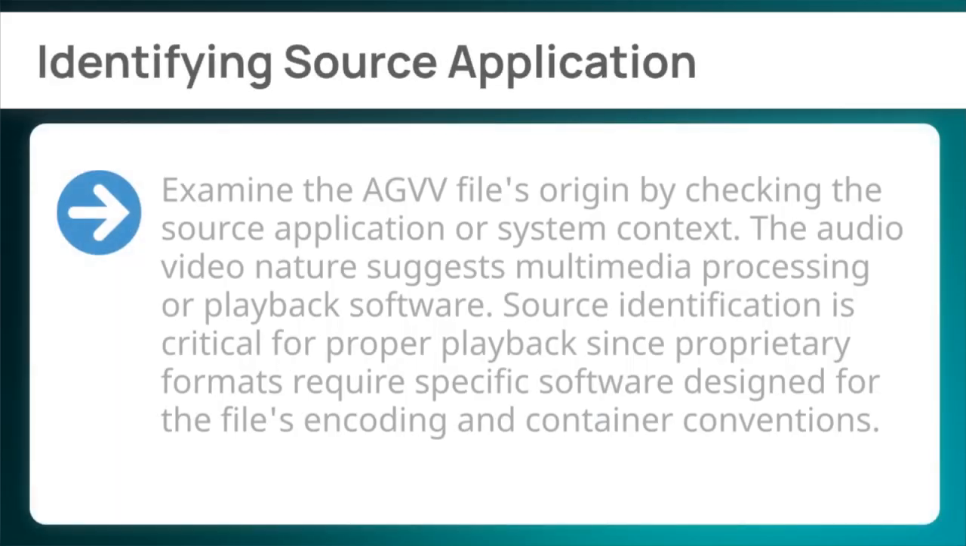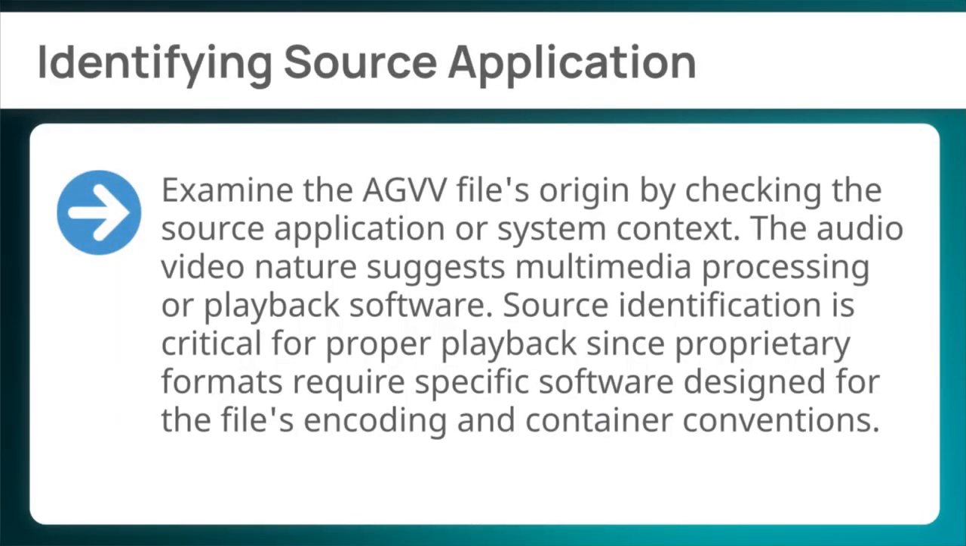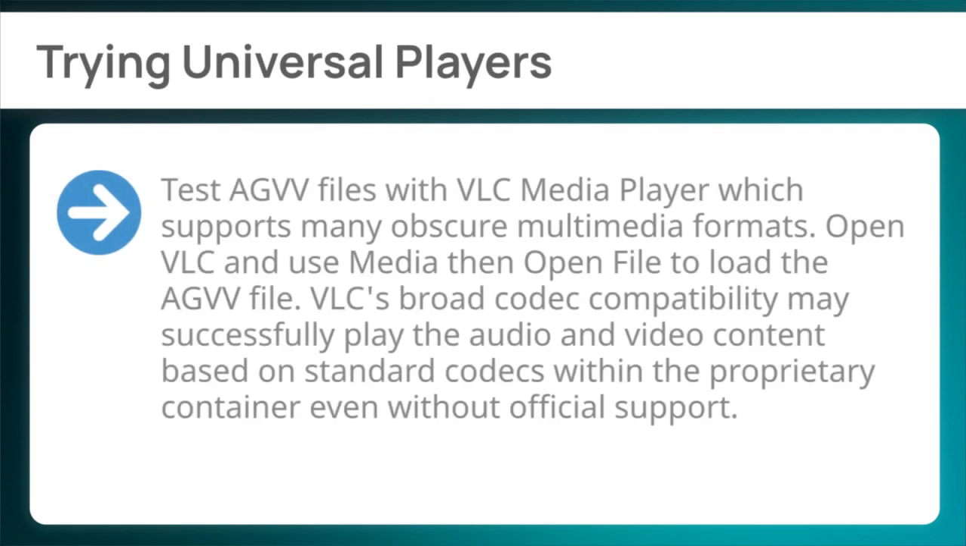First, identifying the source application. Examine the AGVV file's origin by checking the source application or system context. The audio-video nature suggests multimedia processing or playback software. Source identification is critical for proper playback since proprietary formats require specific software designed for the file's encoding and container conventions.